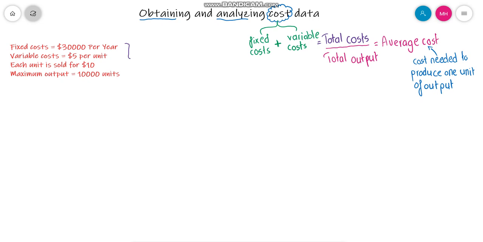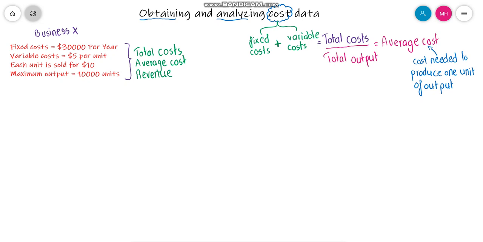So here's a scenario, okay? In this scenario, business X has fixed costs of 30,000 per year. Its variable cost is $5 per unit. Each unit is sold for $10 and its maximum output is 10,000 units. Okay, so I'll just tell you what we need to find. In this case we need to find total costs, we need to find average cost, and we need to find revenue. So these are the three things which we need to find.